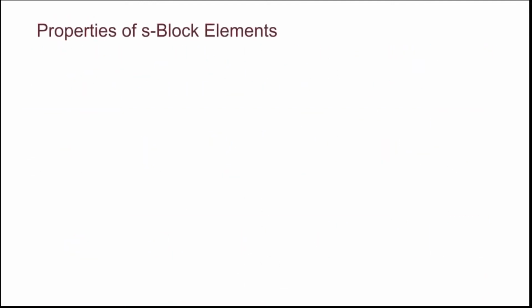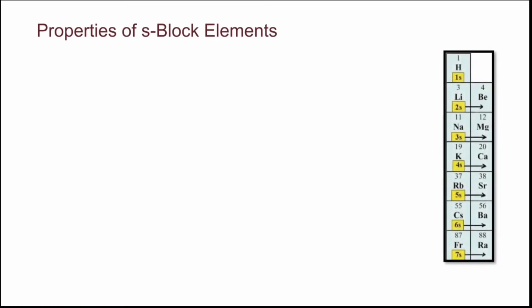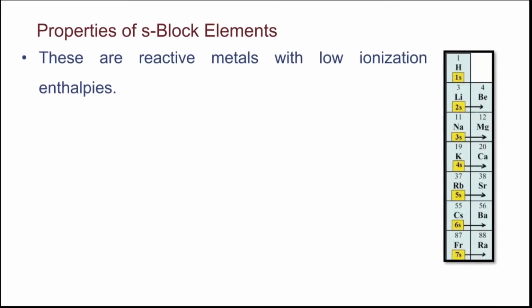Next we have the properties of s block elements. As I mentioned, this is our s block where two groups are there, the first group as well as the second group. These are reactive metals with low ionization enthalpies. So children, what is the first point? These are reactive metals. You know sodium, potassium and others are very highly reactive.